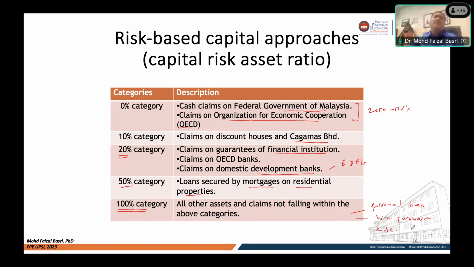We ada 100% kategori. So as a bank ataupun as a financial institution, dia akan average kan whatever assets that are in this particular category, and you can find this in their annual report sebenarnya. Okay, kita carilah.